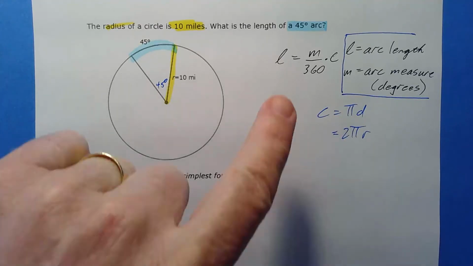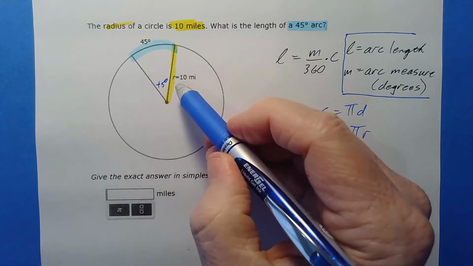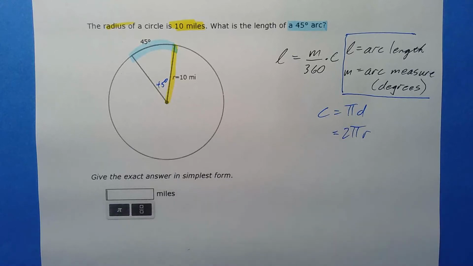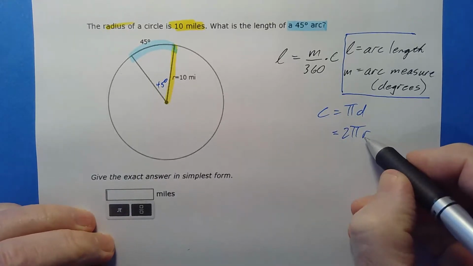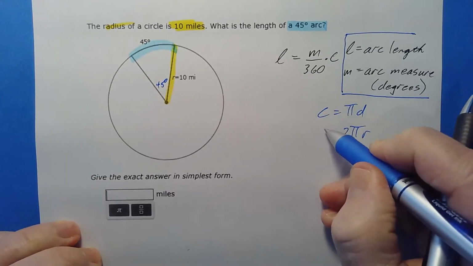Okay, so now we've got this formula. Let's figure out what we're going to do with it. Now, if we look at this picture, let's see if we got things in the right order. Here we've got radius, so I'm going to end up using the formula right here, which is C equals 2 pi times the radius.